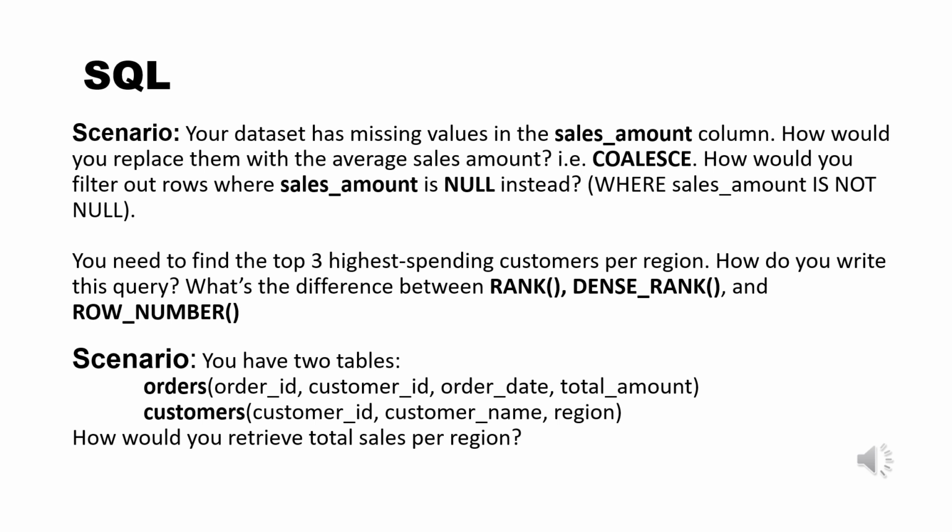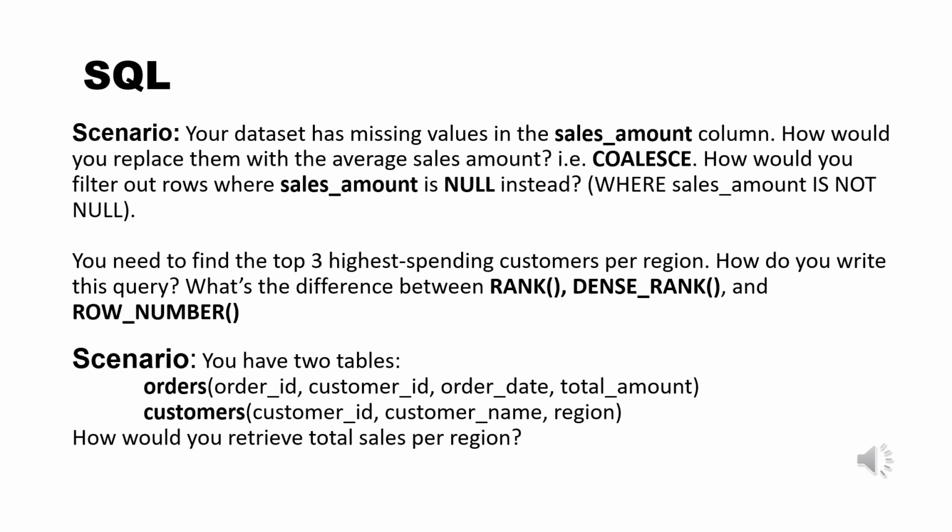Okay. The next question is you need to find the top 3 highest spending customers per region. So we have different regions. How would you find the top 3 high spending customers in each region? So how do you write this particular query, and what is the difference between rank, dense rank, and row number?